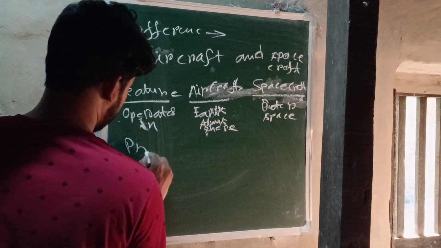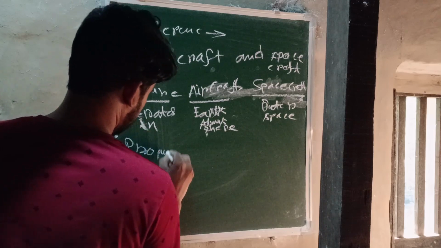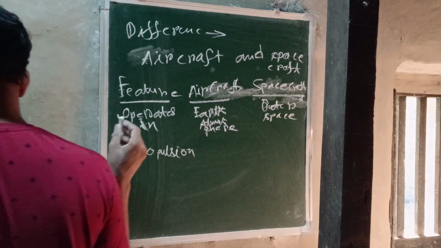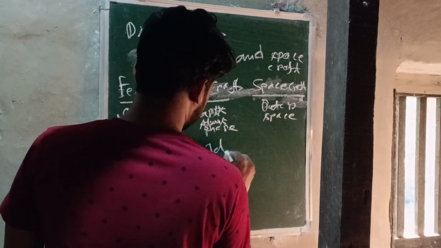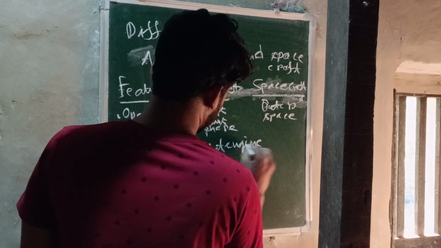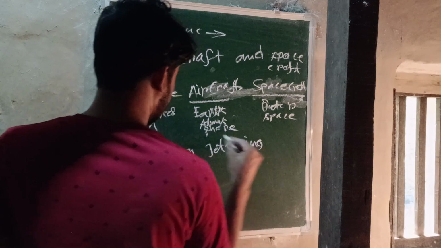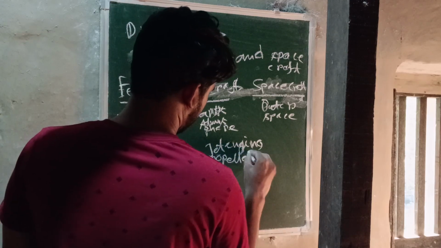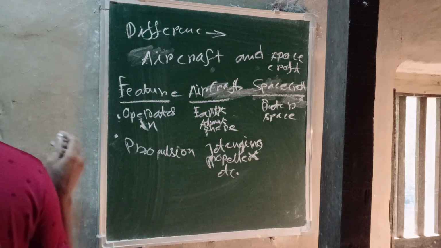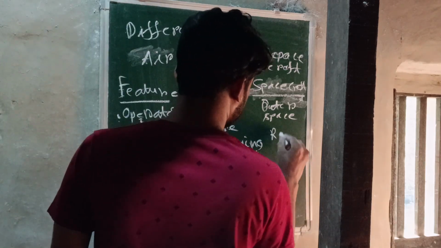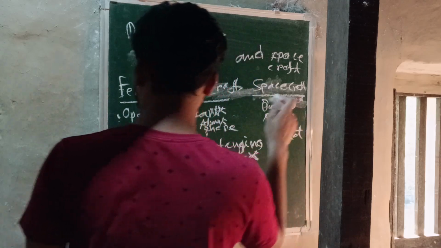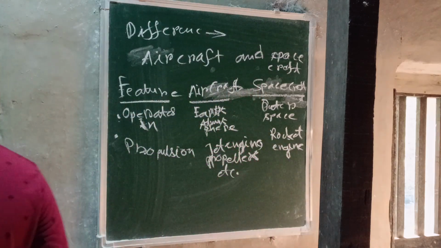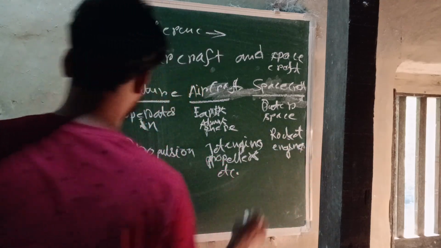The propulsion features. The propulsion of aircraft is jet engines, propellers, etc. And the propulsion system of spacecraft is the rocket engine.